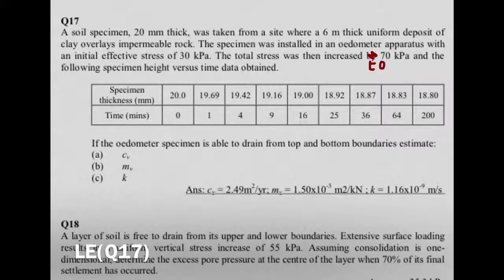Question number 17. A soil specimen, 20 millimeter thick, was taken from a site where a 6 meter thick uniform deposit of clay overlays impermeable rock. The specimen was installed in an odometer apparatus with an initial effective stress of 30 kPa. This is the initial effective stress.